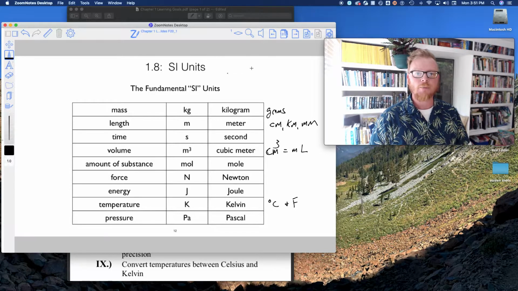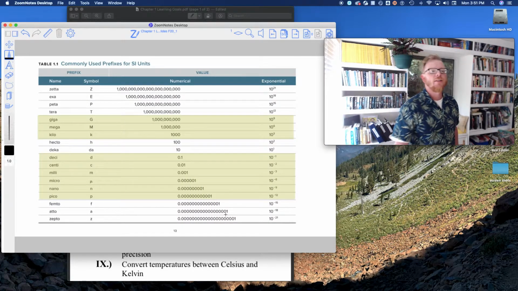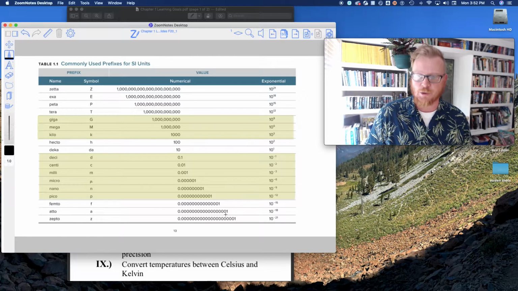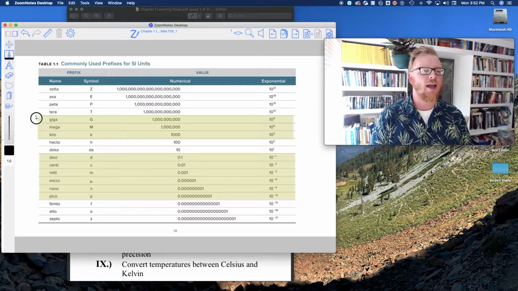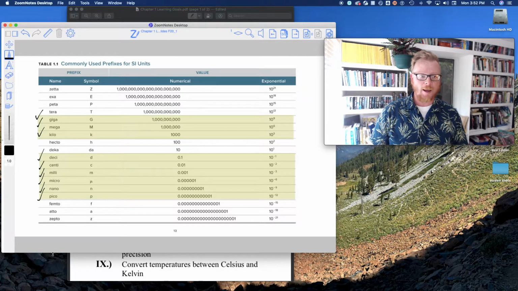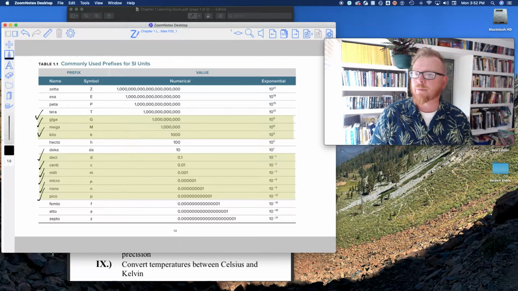Okay, so moving right along. So here we have the commonly used prefixes for SI units. Okay, there's a whole bunch of them on here. The ones that I have highlighted on this list and that I'm checking through here are the ones I want you to know for this class. Okay, all of the others, you can memorize them if you want, but you don't have to. All right. But these yellow ones are the ones I want you to know for the class.